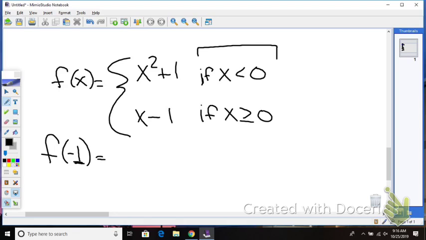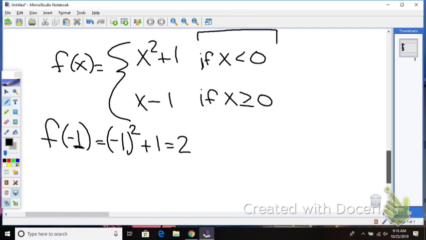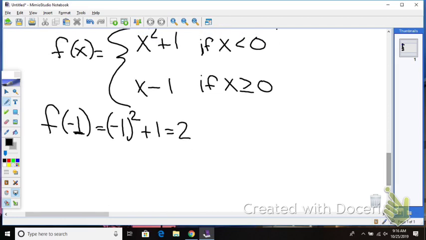So I'm going to plug in -1 squared plus 1. Now this is different than what we just did because this one is in parentheses. So -1 squared is 1 plus 1 would give you an output of 2. Okay? What if I said, okay, now let's find f of 0. Where does 0 fall? The bottom one, because that's where x is equal to 0. So I'm going to plug into the bottom one, and I have 0 minus 1, and I got -1.